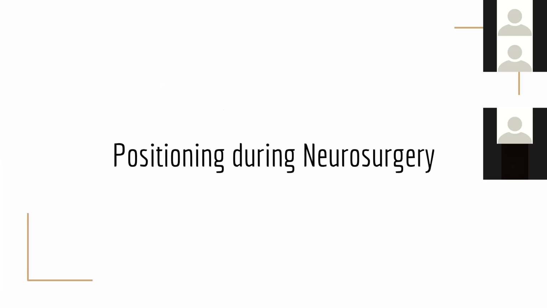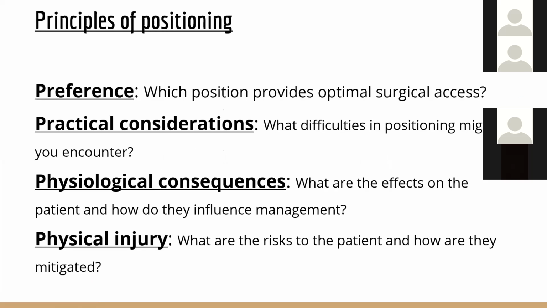So our next topic is positioning during neurosurgery, which is very important. There are four principles. This is a very lengthy topic: positioning and position-related injuries. So first we will discuss the principles of positioning and then a couple of nerve injuries. So first of all, the principles of positioning.